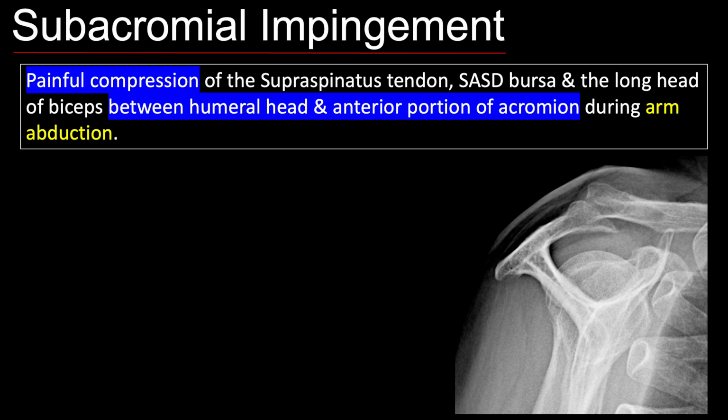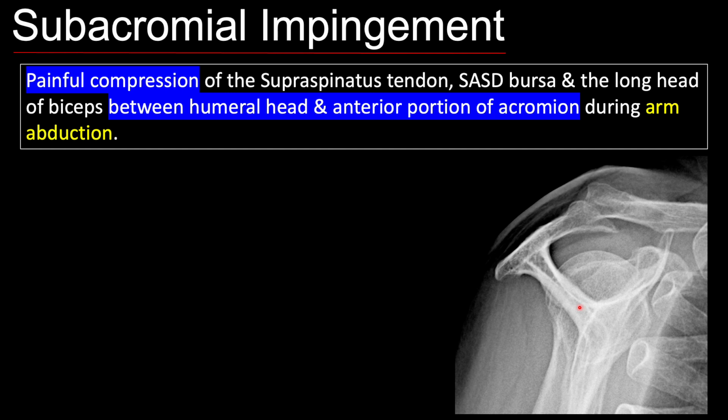So basically, it's a painful compression of the supraspinatus tendon, the subacromial subdeltoid bursa, and the long head of biceps between the humeral head and the anterior portion of the acromion during arm abduction. Okay, so look at this. This is a coracoacromial arch, or this is the subacromial space. The floor is formed by the humeral head, and this is where you will see your rotator cuff tendons, primarily your supraspinatus tendon, which comes out through this space.